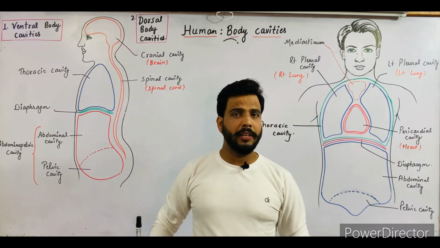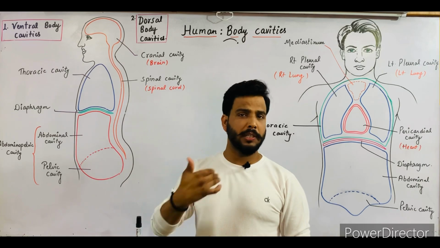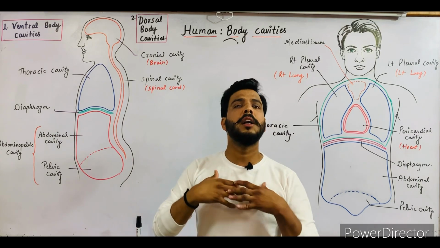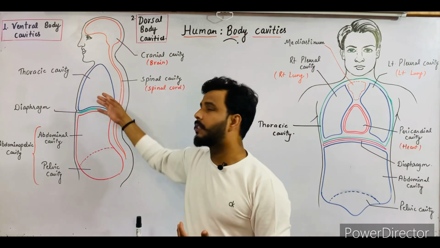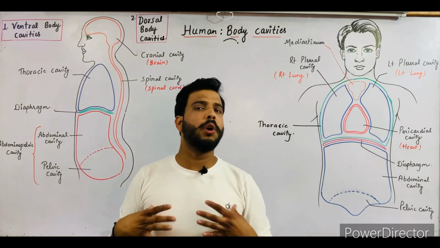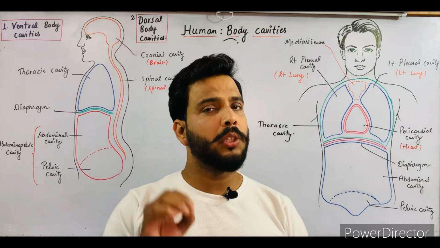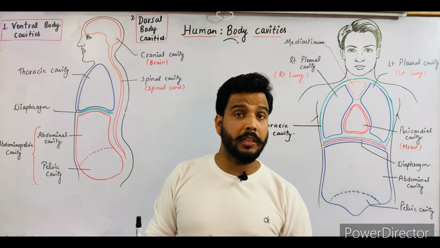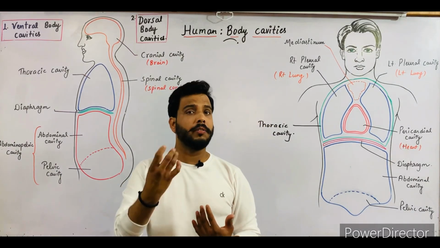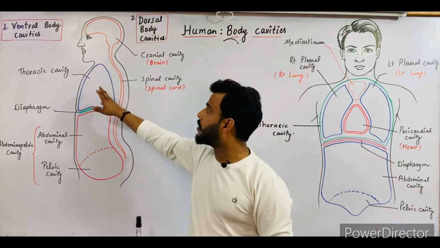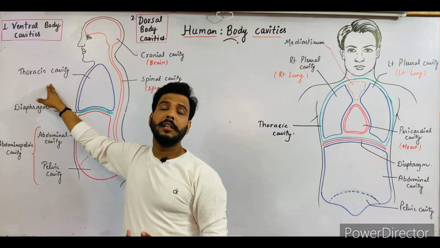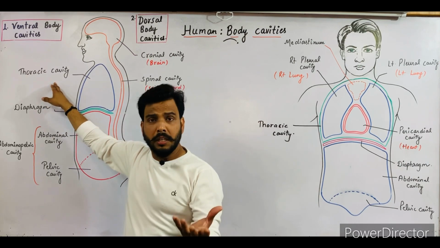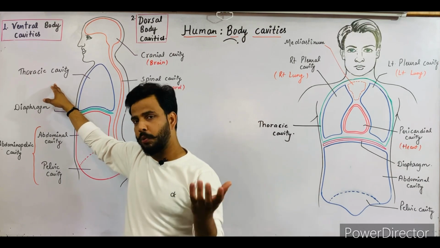This body cavity is especially divided into two parts. The upper one is the thorax, while the lower one is known as the abdomen. The thorax portion consists of a cavity that is known as the thoracic cavity. Inside the thoracic cavity, both the lungs and our heart are situated. So this upper cavity of the body is known as the thoracic cavity, and it consists of two lungs and one heart.